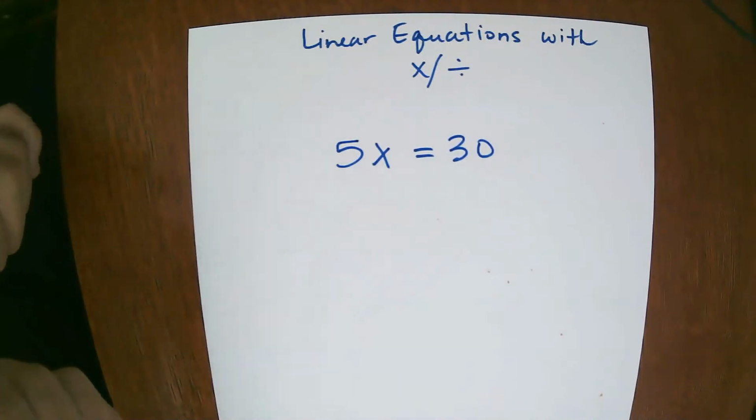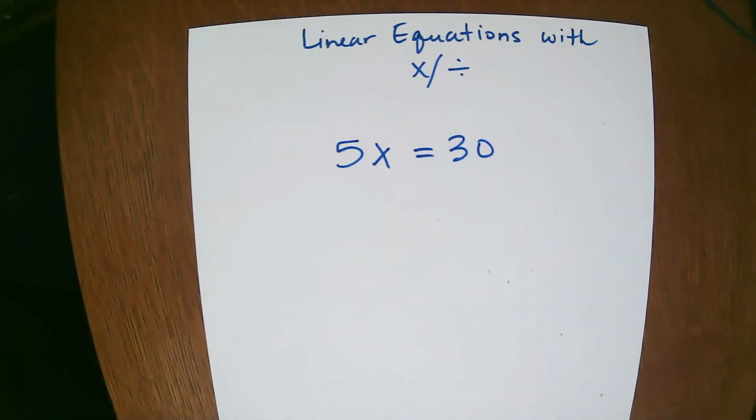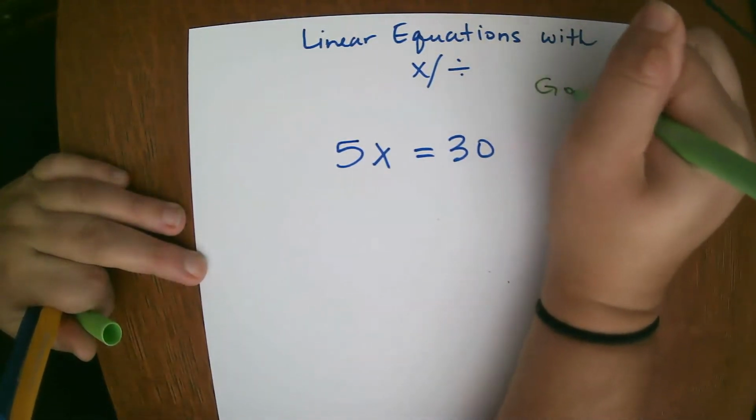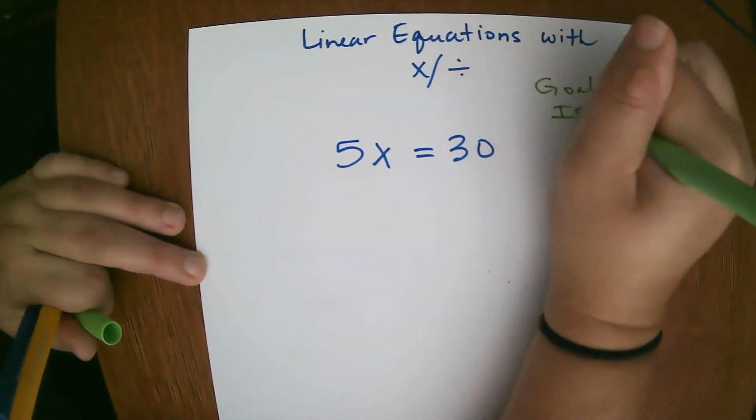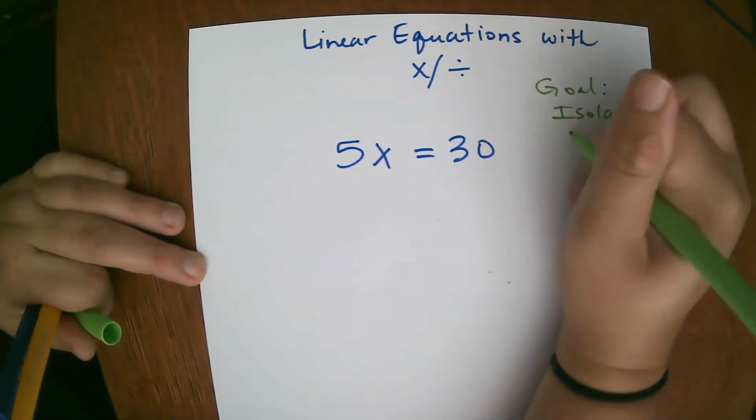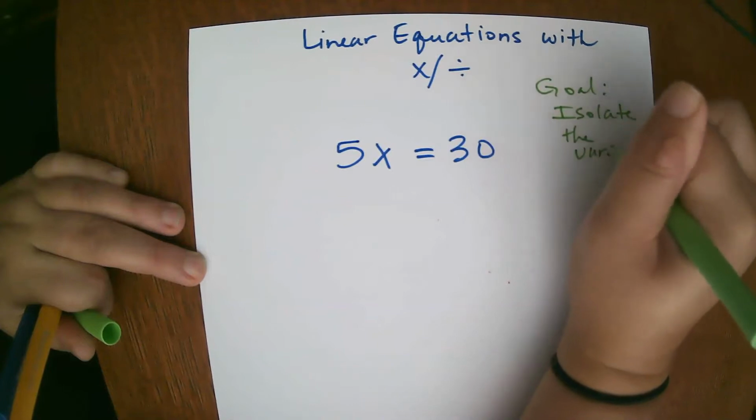Our goal is similar to the other linear equations we've already looked at, which involved addition and subtraction. We want to isolate the variable. So our goals remain the same. In any sort of equation you see, your goal is going to be the same: to isolate the variable. That's always your goal.